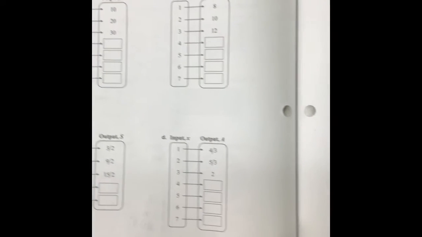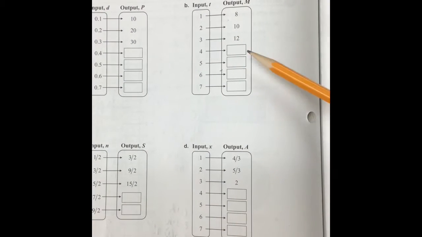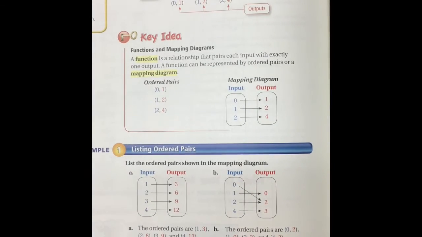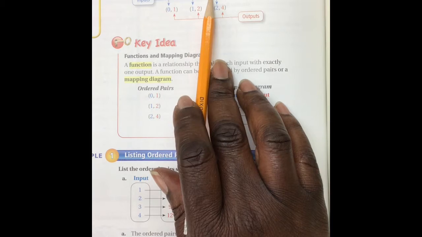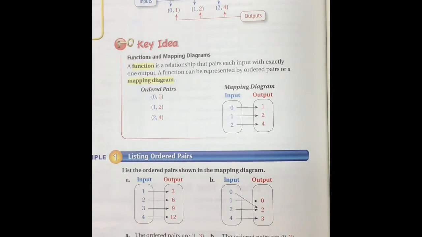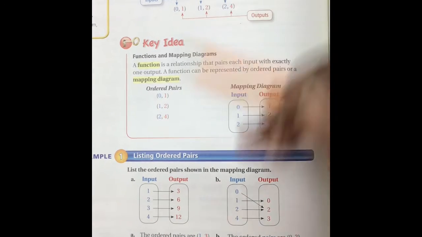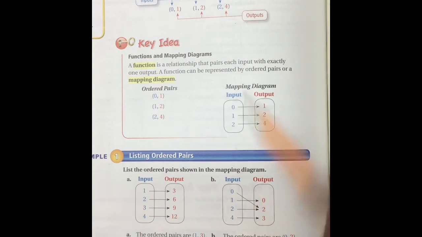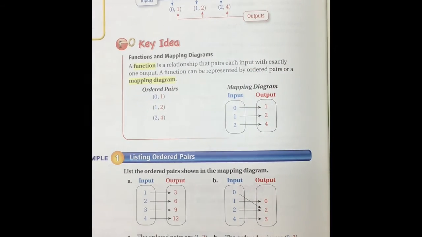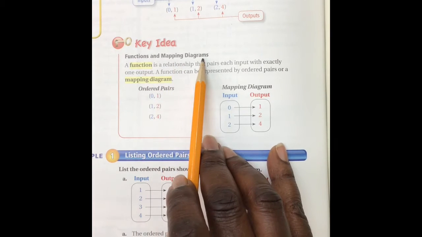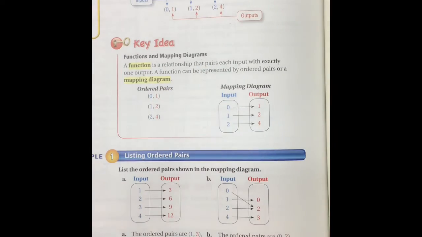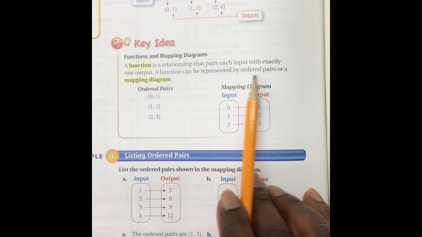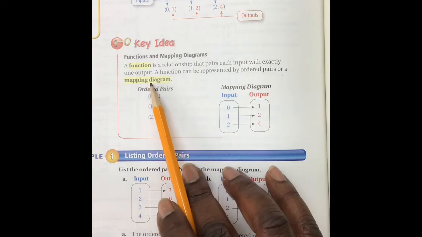Here, on the back side, you will want to practice this in order to be prepared for the first lesson, which is 9.1 in the book. There are some keywords here. Ordered pairs can be used to show input and output. So what we mean by that, the input, the output, that will be an ordered pair. Input and output. So here we have functions and mapping diagrams. A function is a relationship that pairs each input with exactly one output. A function can be represented by ordered pairs or a mapping diagram.